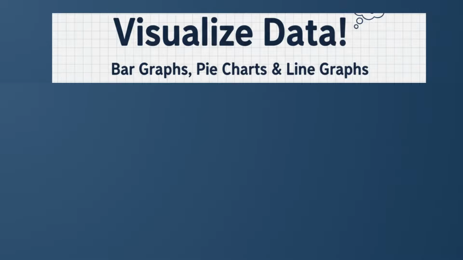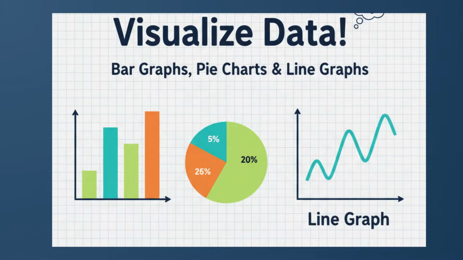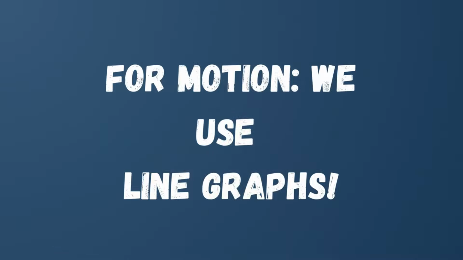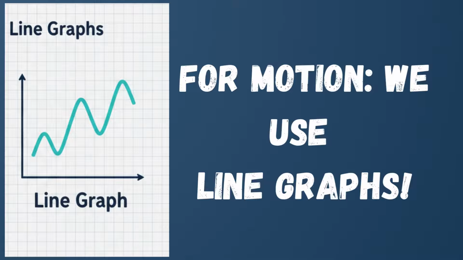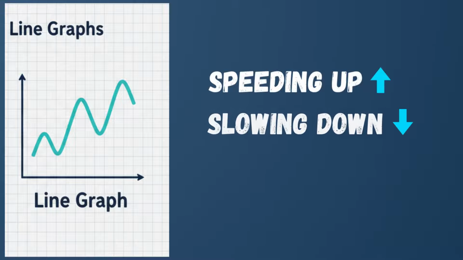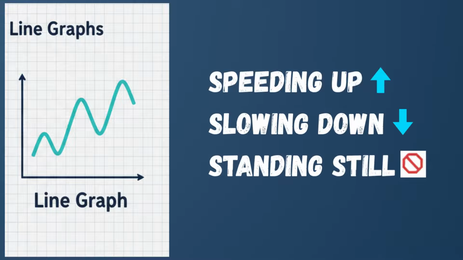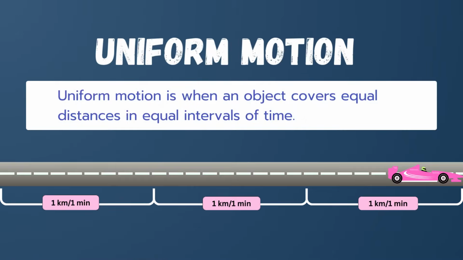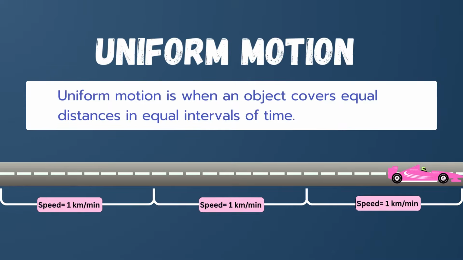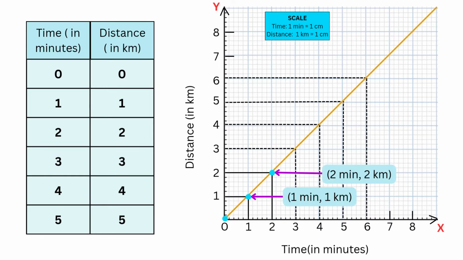There are many types of graphs: bar graphs, pie charts, and line graphs. But for studying motion, we mostly use a line graph because it shows how distance or speed changes with time. Just by looking at it, you can tell whether an object is speeding up, slowing down, or standing still. So, let's learn how to read and draw one. We'll begin with uniform motion, when an object covers equal distances in equal intervals of time. To understand this better, let's draw a line graph for uniform motion.